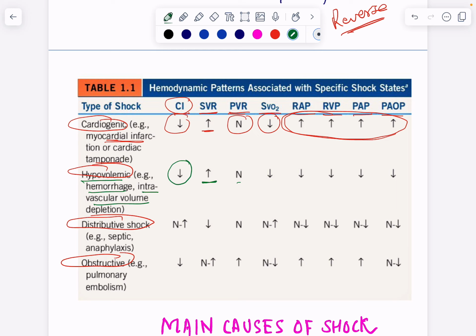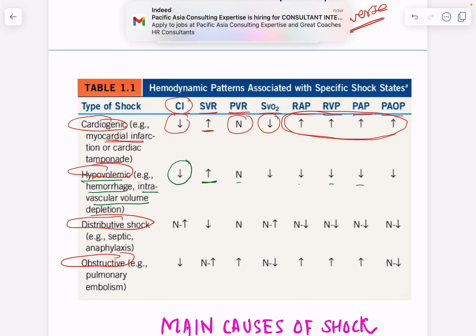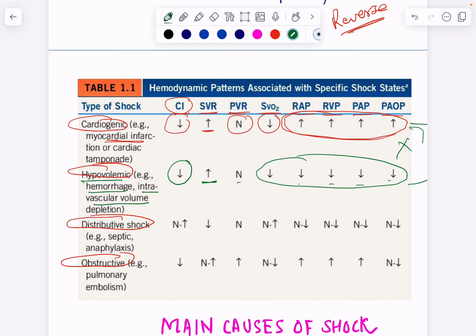Because there is intravascular fluid loss because of hypovolemia, all these pressures, right atrial pressure, right ventricular pressure, pulmonary artery pressure, and pulmonary artery occlusion pressure, are reduced. So these two are opposite ends. All pressures are increased in cardiogenic shock and all pressures are decreased in hypovolemic shock.